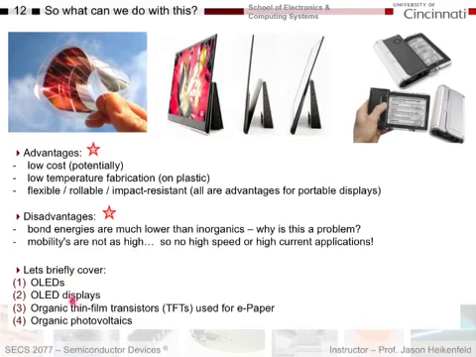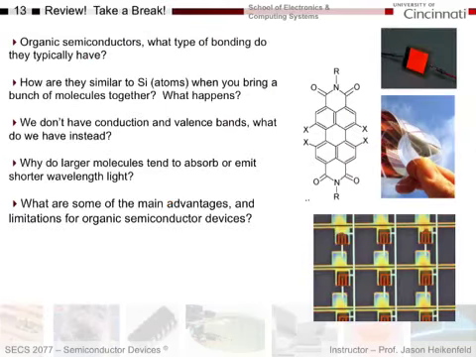So what we're going to do next, we're going to take a break, but then we're going to cover OLEDs, OLED displays, TFTs, and organic photovoltaics. So take a break, but do this review first, and then we'll come back and go on to the next part.